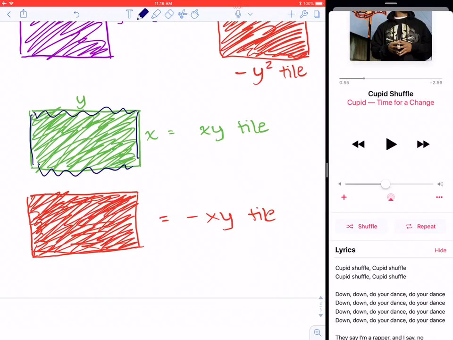So there you go. Those are your tiles. Go ahead and play, pause, and repeat. Make sure you write them down in your notes because it would be great for you to be able to reference them if you're not sure.